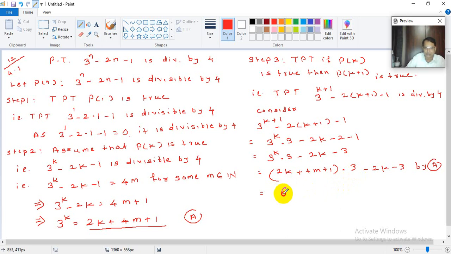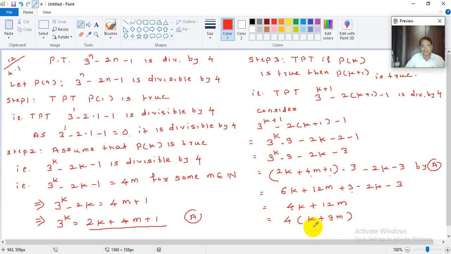3 ने आत मल्टीप्लाय करा. So it is 6k plus what? 4m आणि 3 म्हणजे 12m. Then what? Plus 3 minus 2k minus 3. So it is now what? 6k आणि हे -2k, सो इट इज 4k. देन 3 आणि हे -3 कॅन्सल होतील. प्लस 12m. बट दिस नाव आय कॅन टेक 4 कॉमन फ्रॉम ऑल दिस. सो 4 इंटू ब्रॅकेट k प्लस 3m.